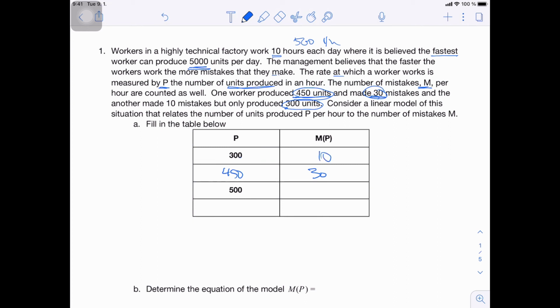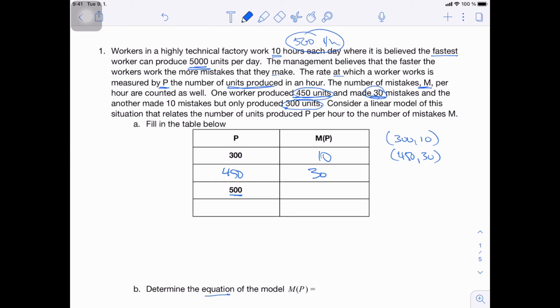Consider linear modeling of a situation that relates the number of units produced P to the number of mistakes M. And so when we look at our table, we can see already that we have 2 points. We have one point that is 300, 10, and a second point that is 450, 30. And then I also have a table here I can fill out. The 500 comes from this maximum amount that a worker can produce. So question B is asking us to make the equation.